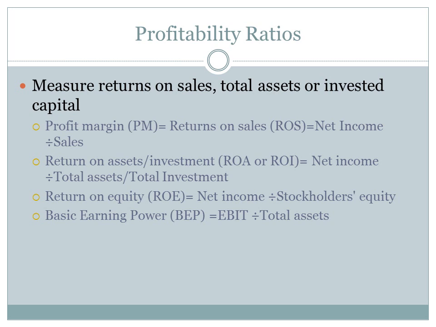So for profitability ratios, they measure returns on sales and total assets or invested capital. There are several ratios we want to introduce in this lecture: profit margin, which is also called return on sales, is net income divided by total sales; and return on assets, also called return on investment; return on equity; and basic earning power.